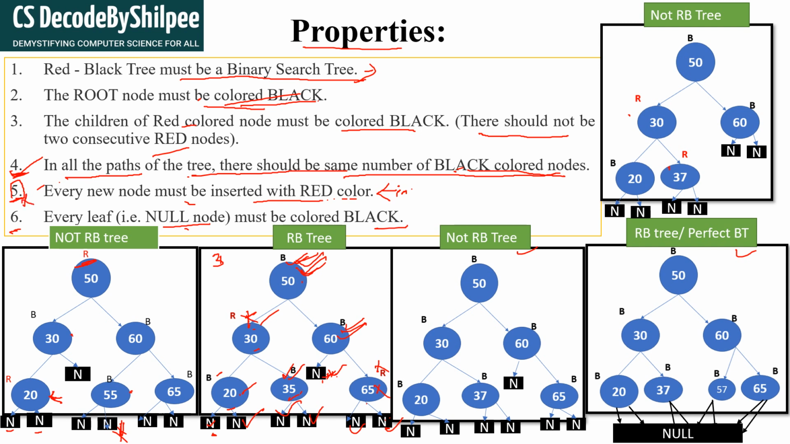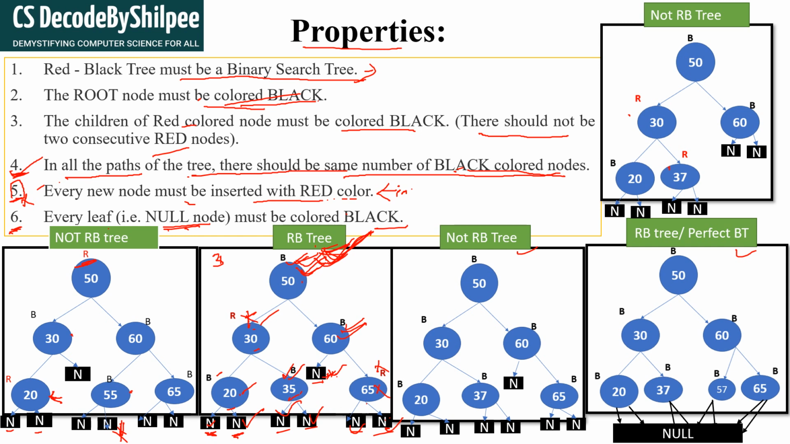Fifth, for now you ignore it. When you insert an element, that time it is going to be used. Coming to the sixth, every leaf node or null node must be colored black. Look at that, all the leaf nodes, null nodes, all these are black. Yes, all these are black. It means that this tree is following all six properties. It means that this is a valid red black tree. Understood? So this is a valid red black tree.